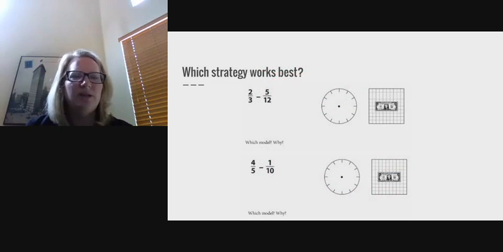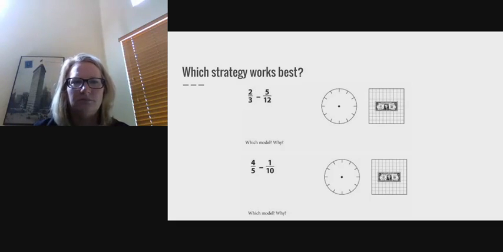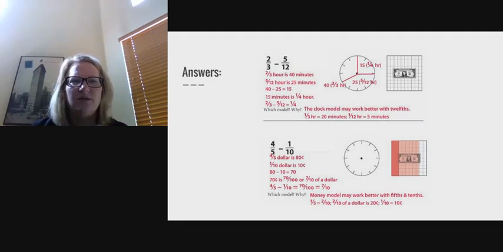Which strategy works best for 2/3 minus 5/12, or 4/5 minus 1/10? All right, and so let's look at some answers. 2/3 of an hour is 40 minutes. 1/3 of an hour is 20 minutes. If we said 2/3, it would be 40. And then 5/12 of an hour is 25 minutes. 40 minus 25 is 15. And 15 minutes equals 1/4 of an hour. And that clock model works best with 12ths.